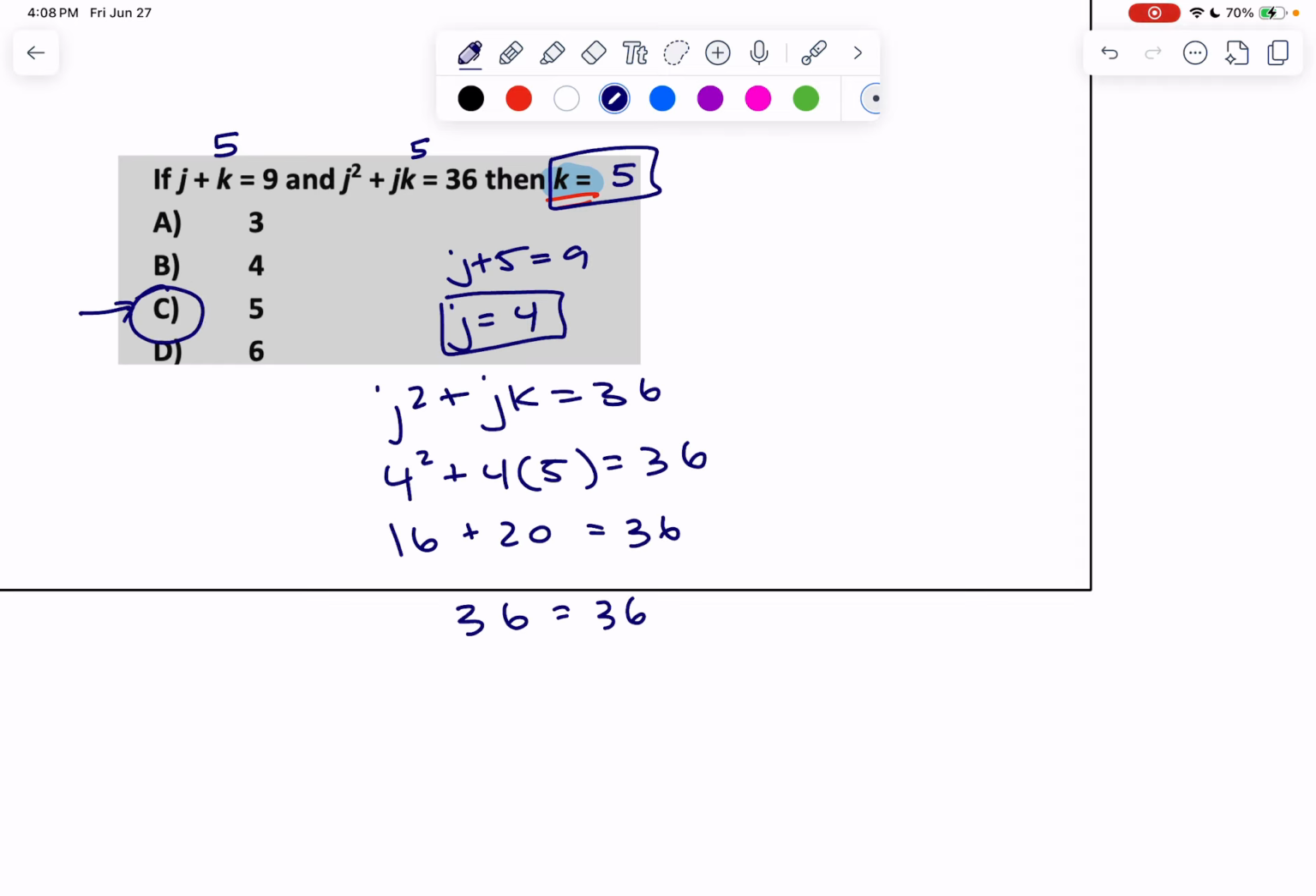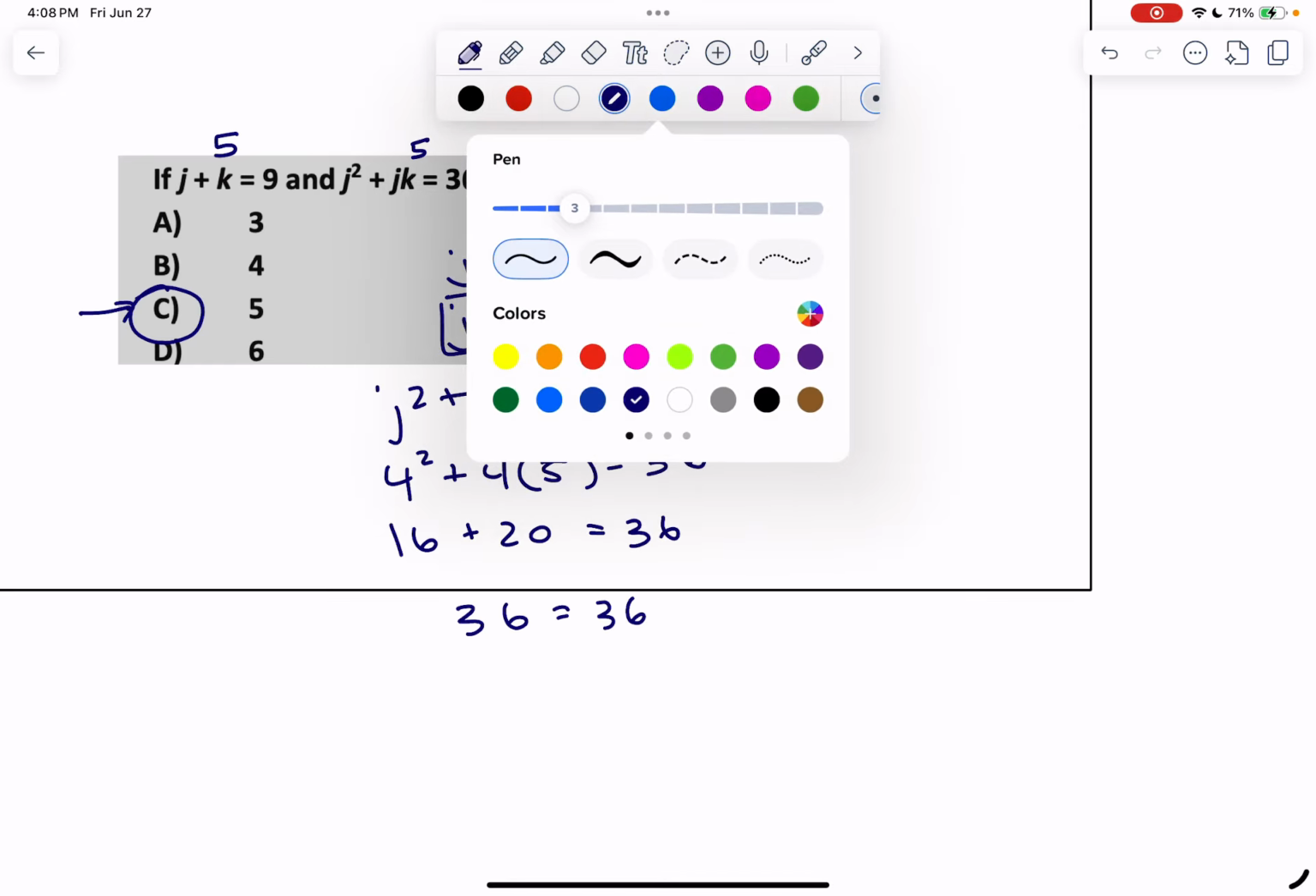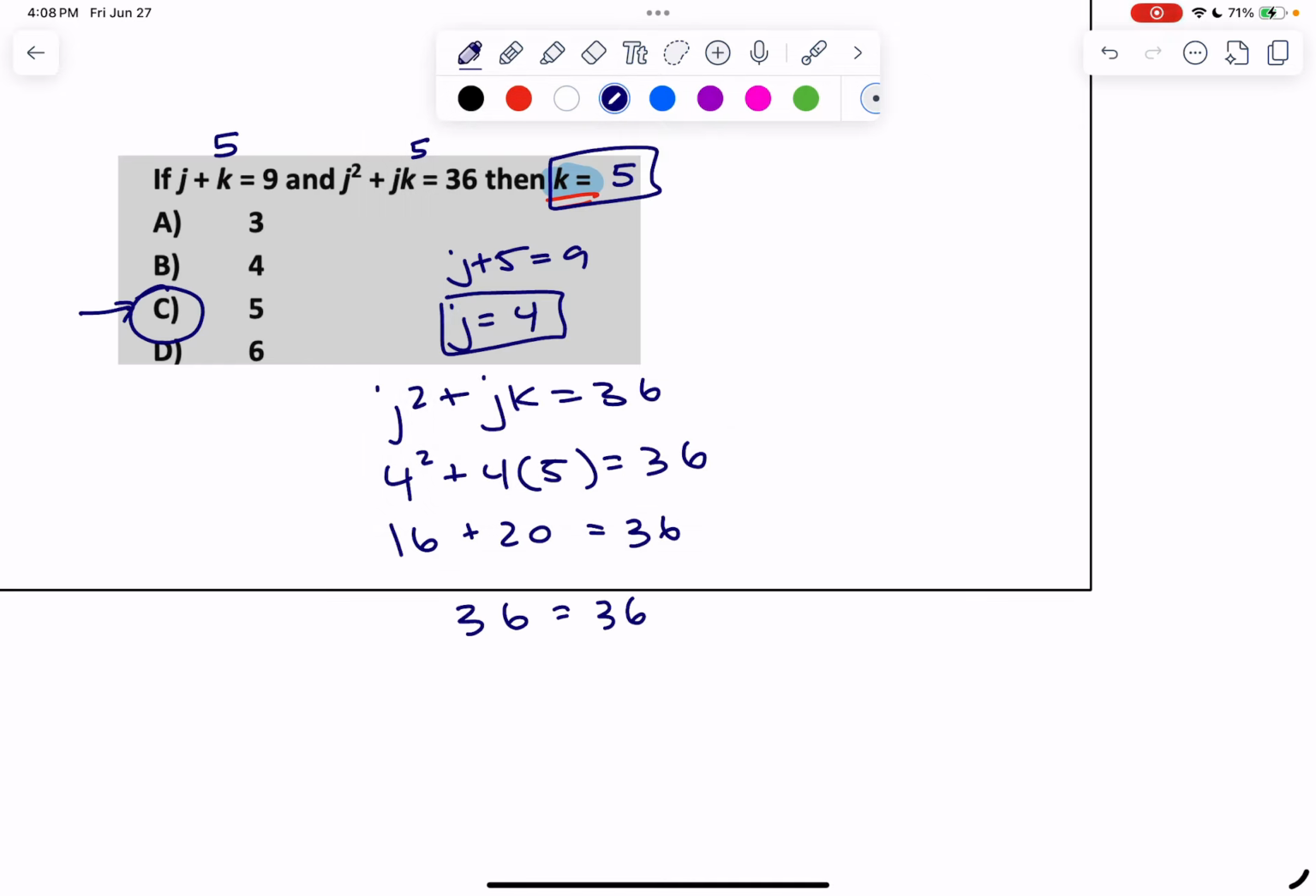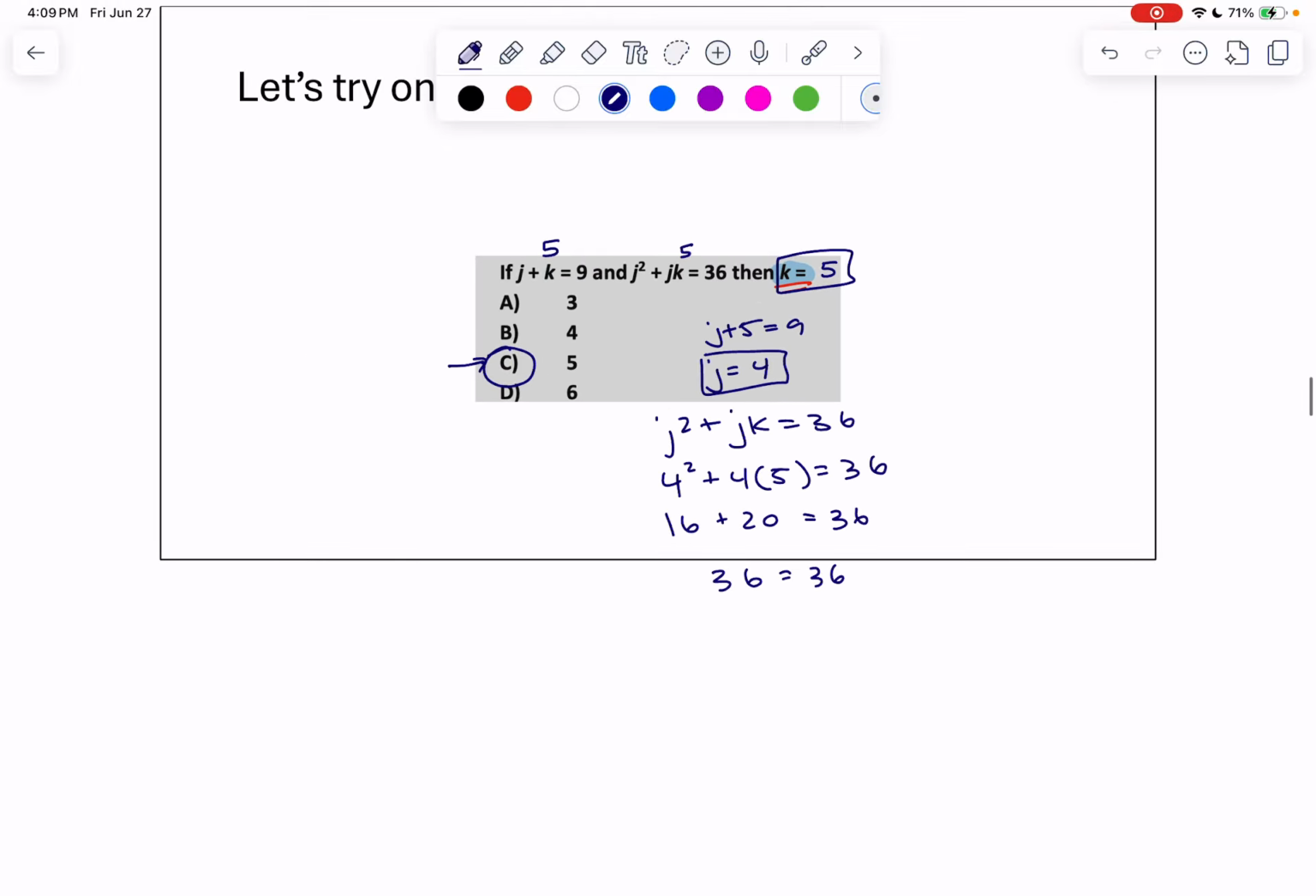And unlike plug-in, I don't have to try all the other answers. That one was enough, because once I find one that works, I'll know that the other ones wouldn't be the right number to work. It's not like multiple ones can work on this test. Okay, so again, a little simpler than plug-in. Just start in the middle, pop it back in.